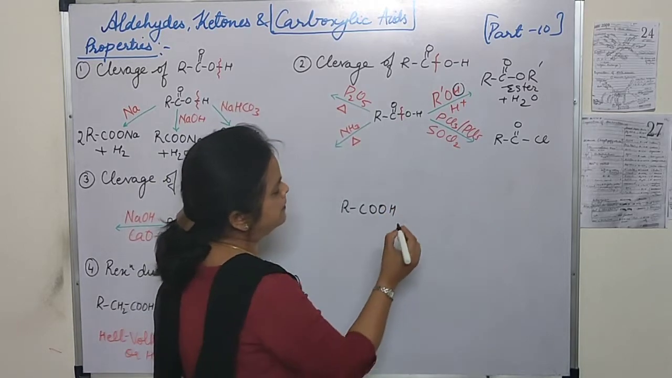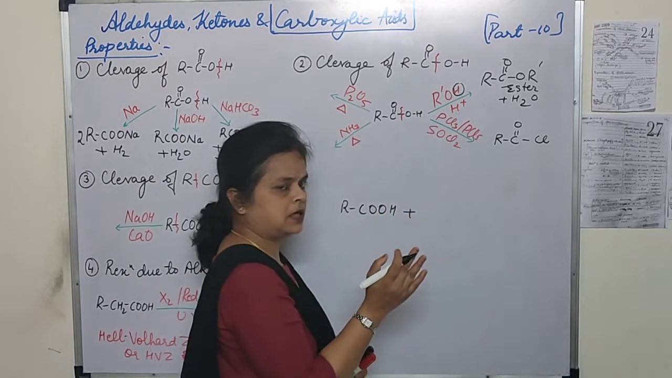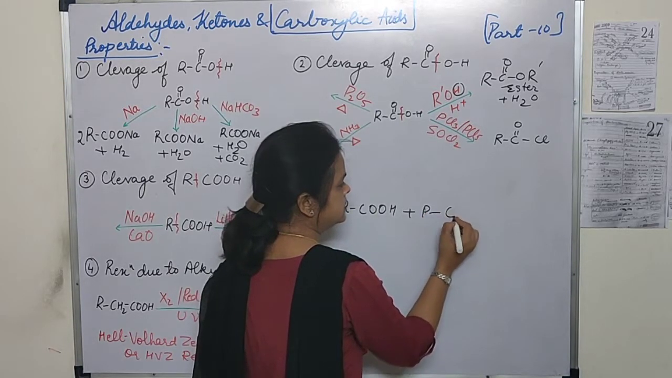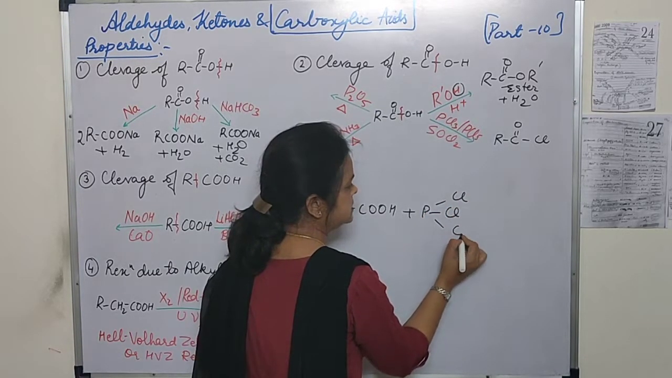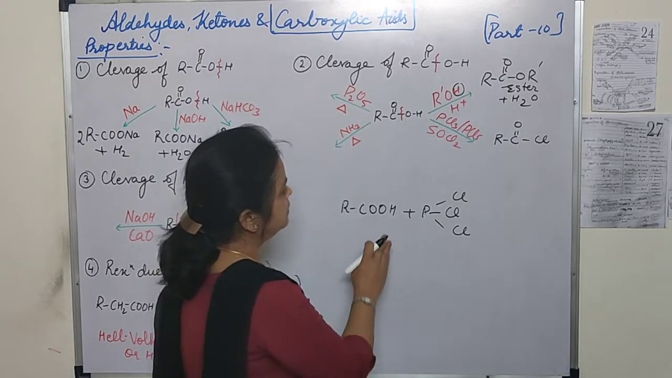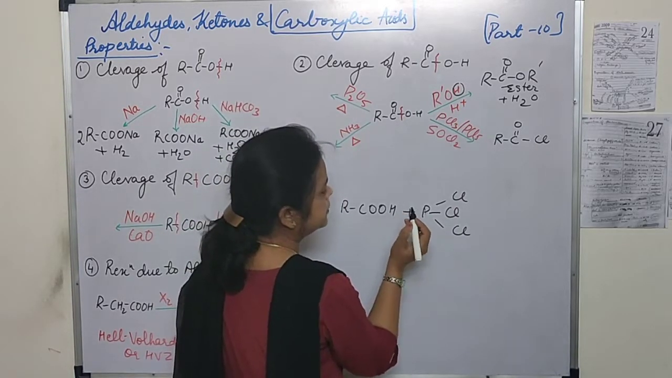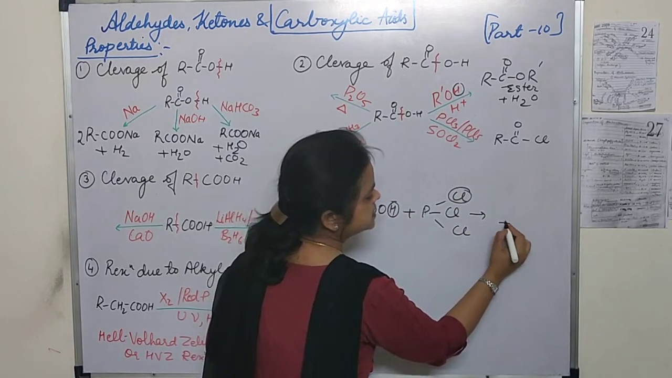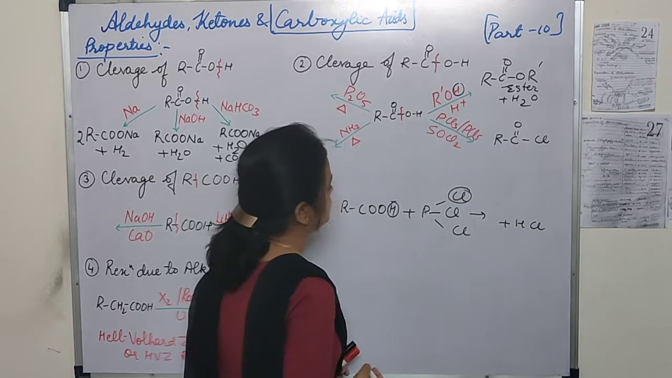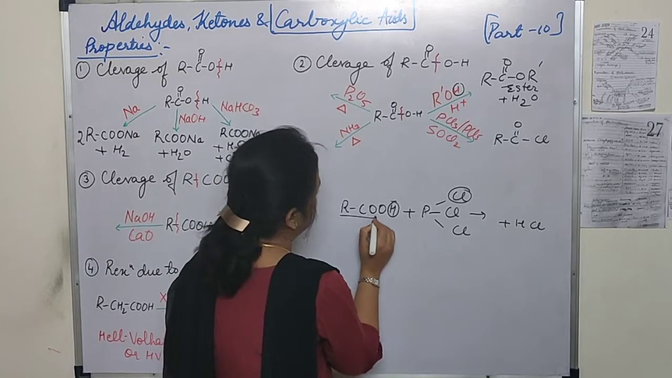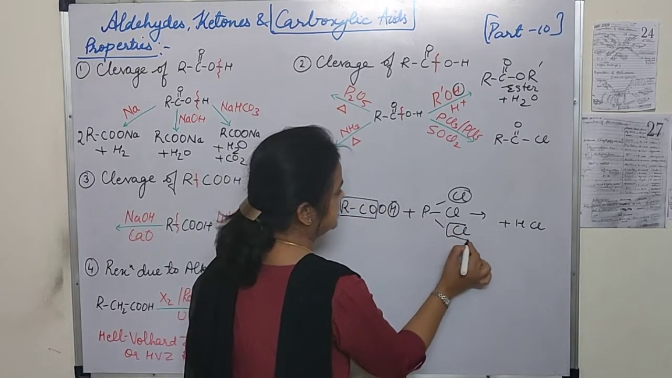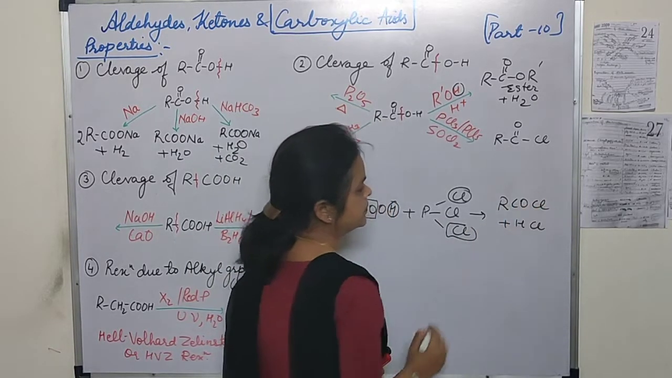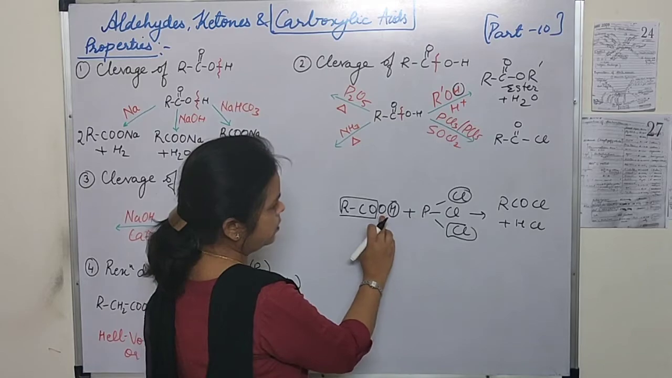RCOOH combines with PCl3. Students, how are we making it react with PCl3? Cl, Cl and Cl. Now how are we going to combine the reaction products H and Cl? The first side product will be HCl. Then RCO and Cl. So what is the main product? RCOCl, along with POCl.